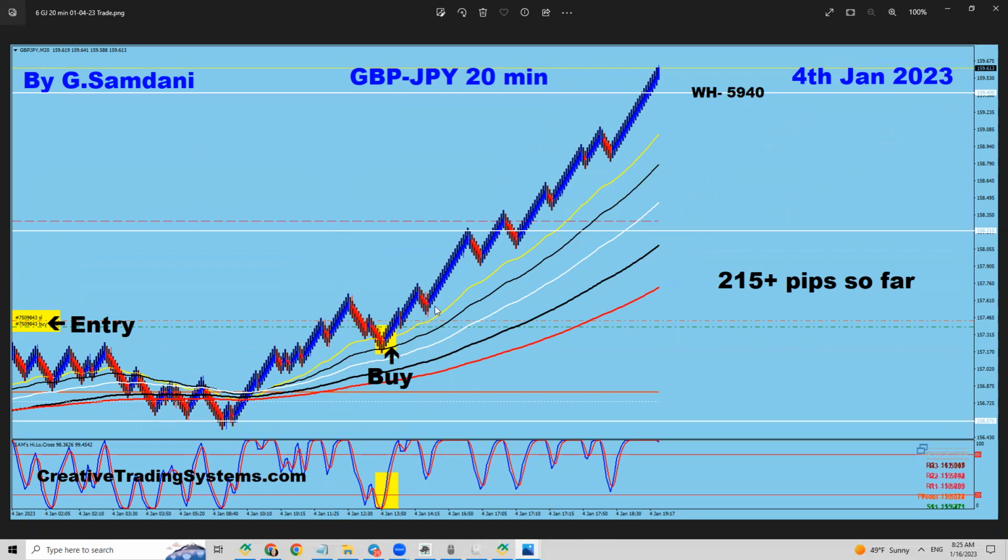And then sit and watch. And then the game starts for the daily range. The target is for the daily range. This 59.40 was the target for 215 pips, because the daily range of this pair is more than 200. So it travels every single day more than 200, right? No need to close the trade at 40, 50 pips, no.